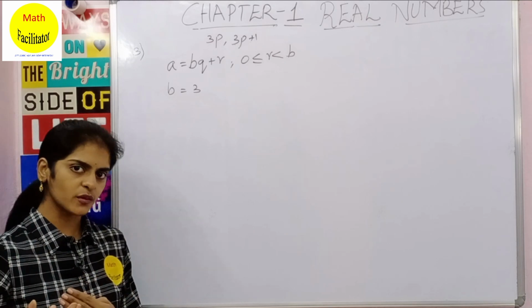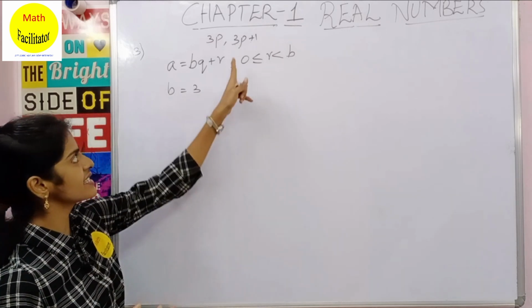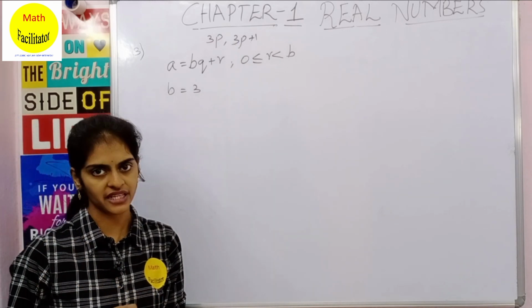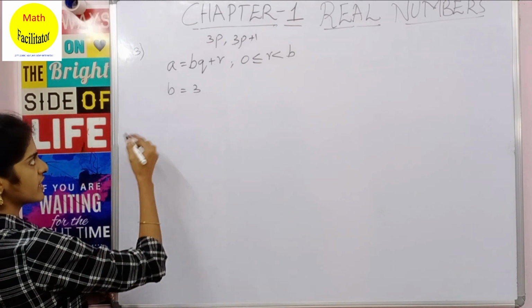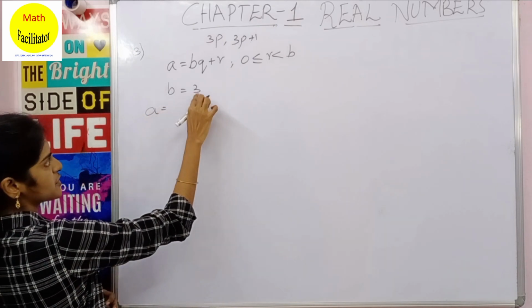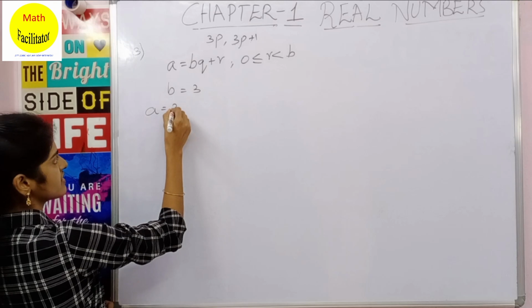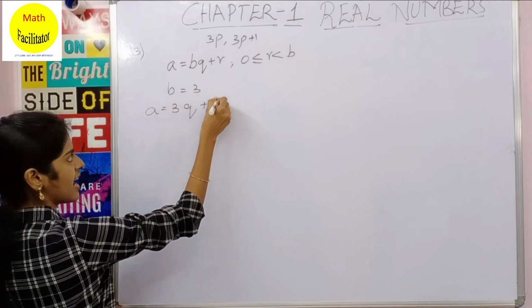Now it depends on the question. If in the question you have something else in this place, then you will take that as B. So now continuing, A is equal to, substituting B equal to 3 in Euclid's division lemma, it is 3Q plus R.